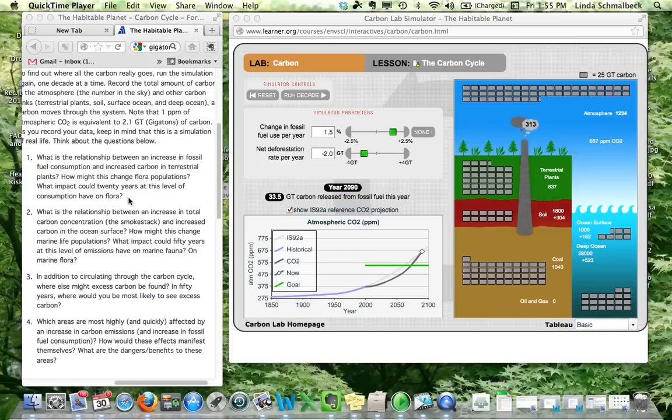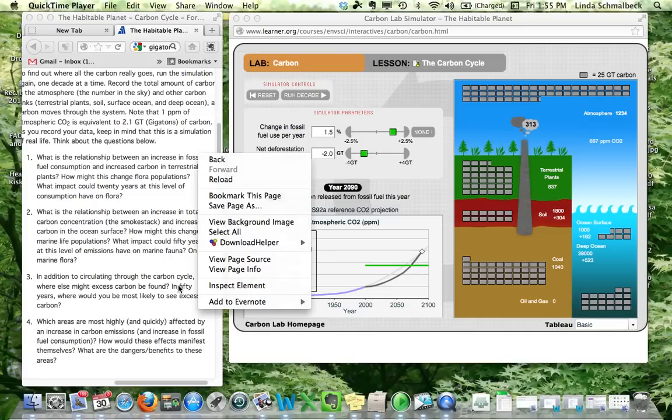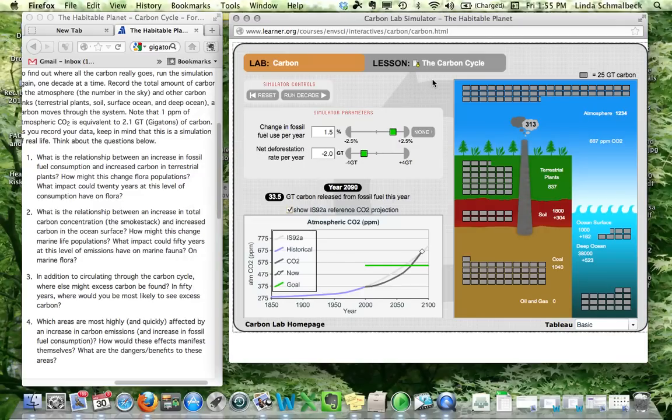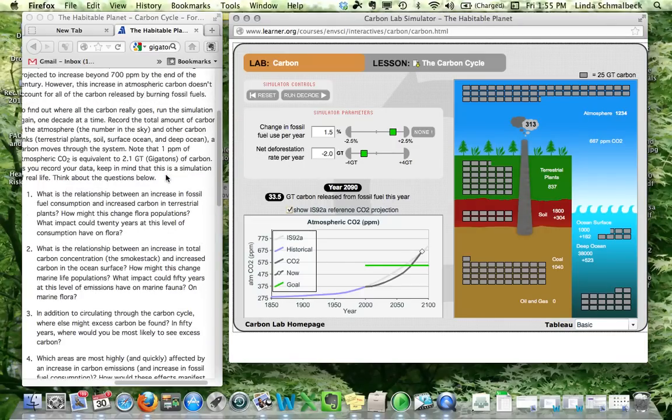And then they're asking you what impact could 20 years at this level of consumption have on the flora, and that you can work on yourself. And then this question that talks about the smokestack, well, they're talking about the number that appears here in the smokestack. And I think that mostly answers the questions that you have posed, some of you have posed to me. And so it's time to go on to the next lesson.